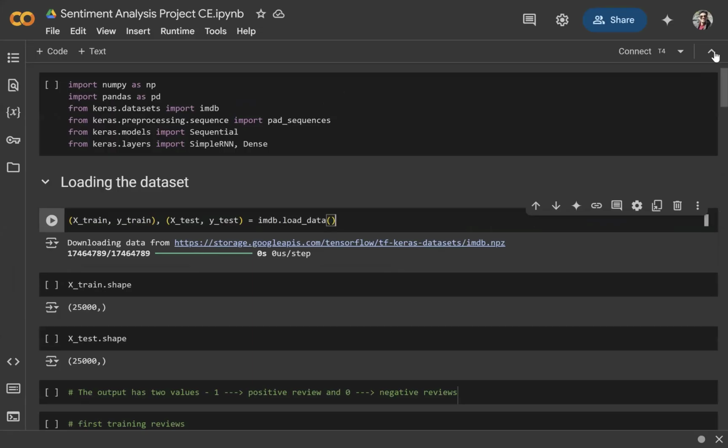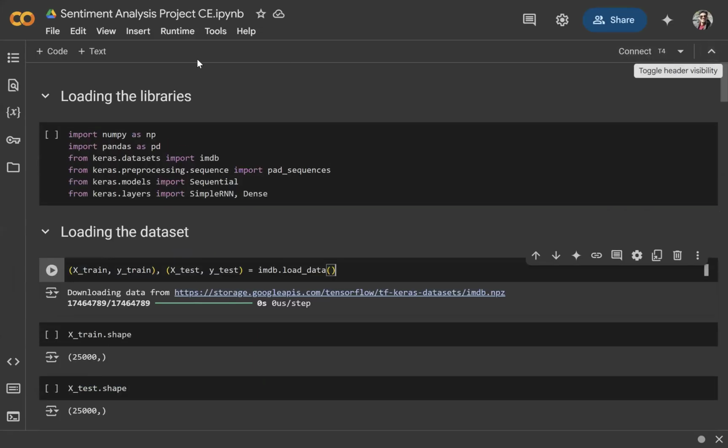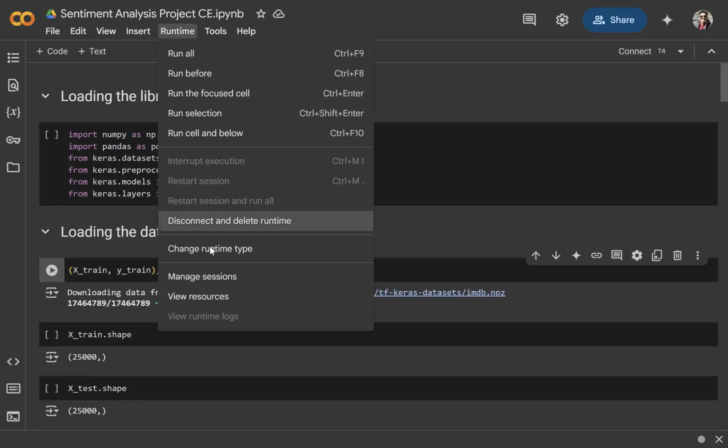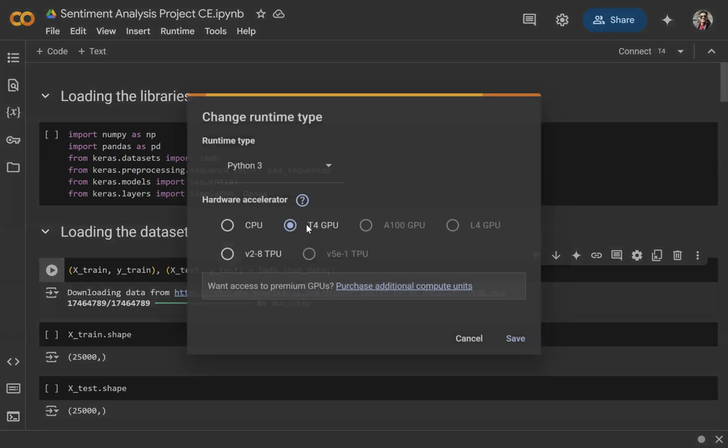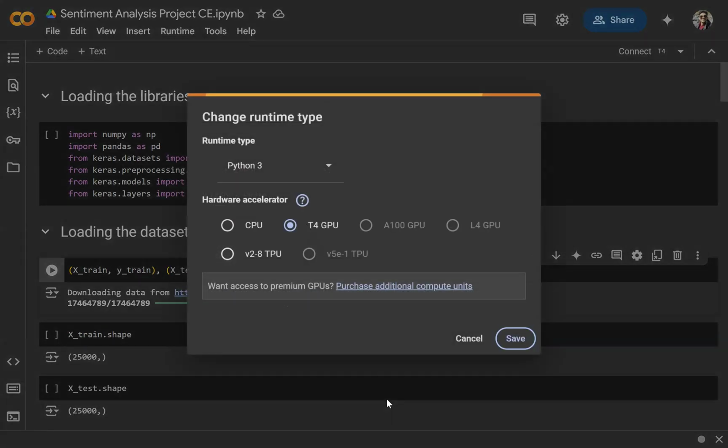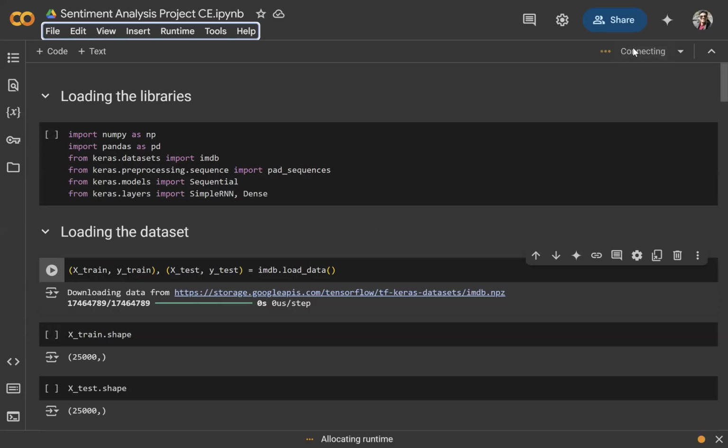One more thing before the start of this project, guys, you will be converting everything to the GPU mode. Remember, we did this part in the last class, right? When you convert to GPU mode, save and connect. Let me explain from the start to the end.